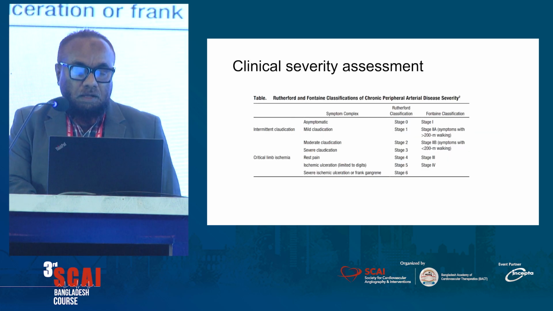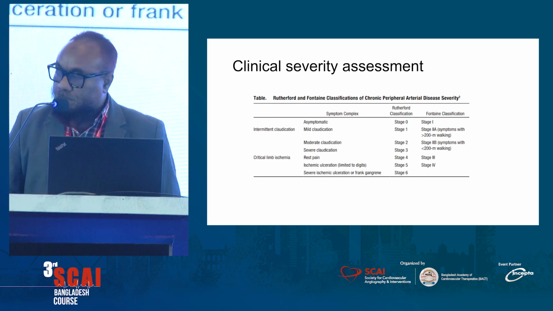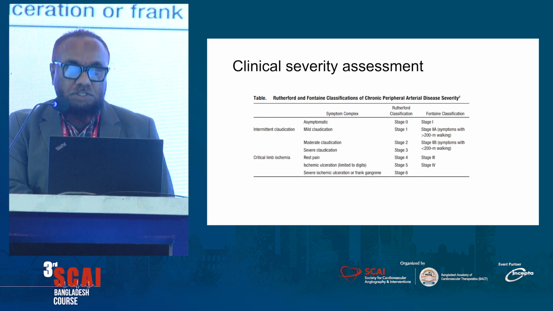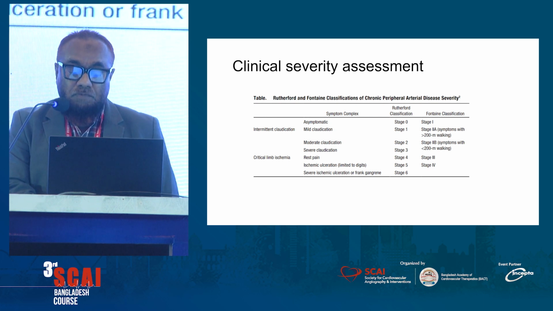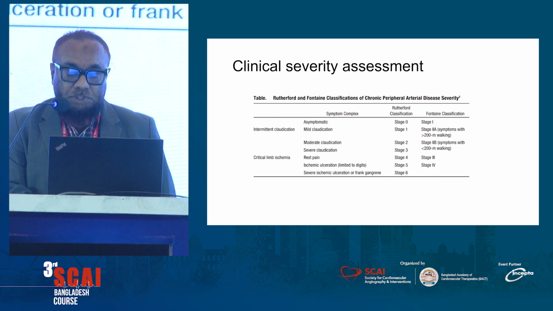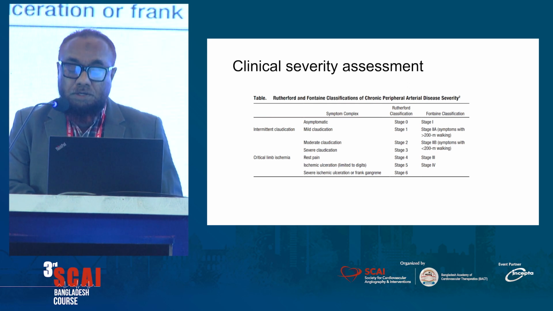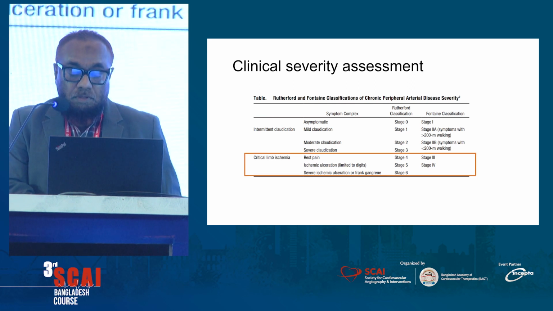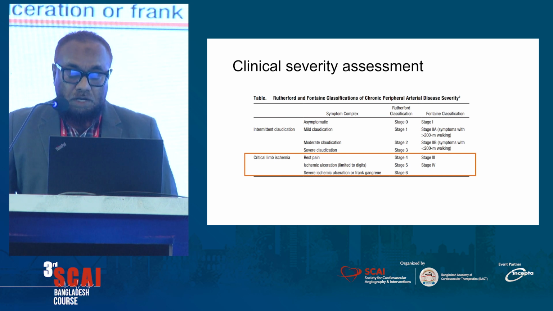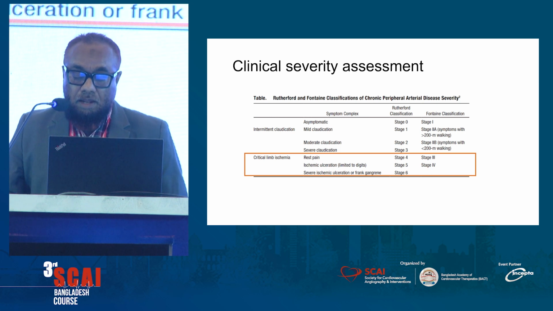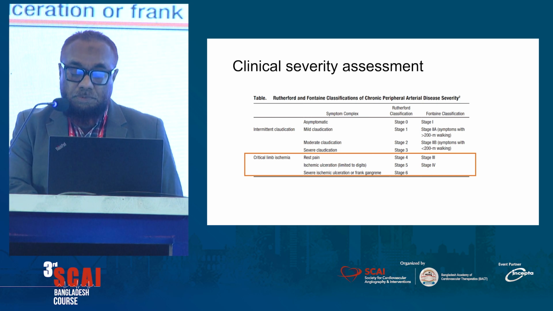So, how to assess the severity? It is clinically assessed by the Rutherford and Fontaine classifications. In the Rutherford classification it is 0 to 6, and in the Fontaine classification it is up to 5. But critical limb ischemia is Rutherford 4 to 6 and Fontaine 3 to 5.